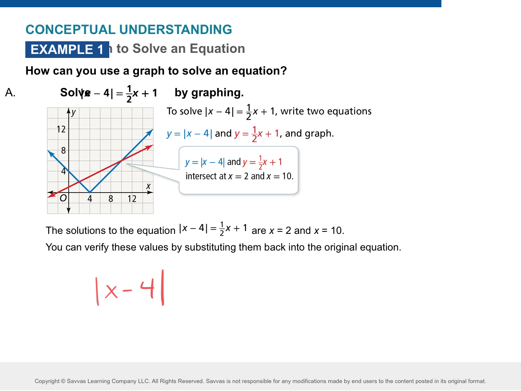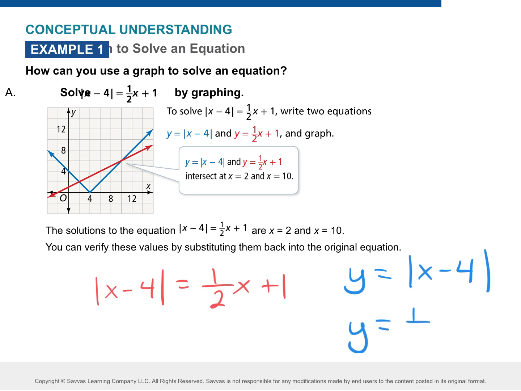Actually, let's talk about this real quick. It's not on your notes. Your book or IXL, sometimes they're going to write your equations like this. Right away, what we want to do is turn that into two different equations. How I do that, I take the left side and go y equals absolute value of x minus 4. So I just put y equal to the left side. Same thing with the right side, I put y equal to the right side. All I did is take them from one equation and make two separate equations.